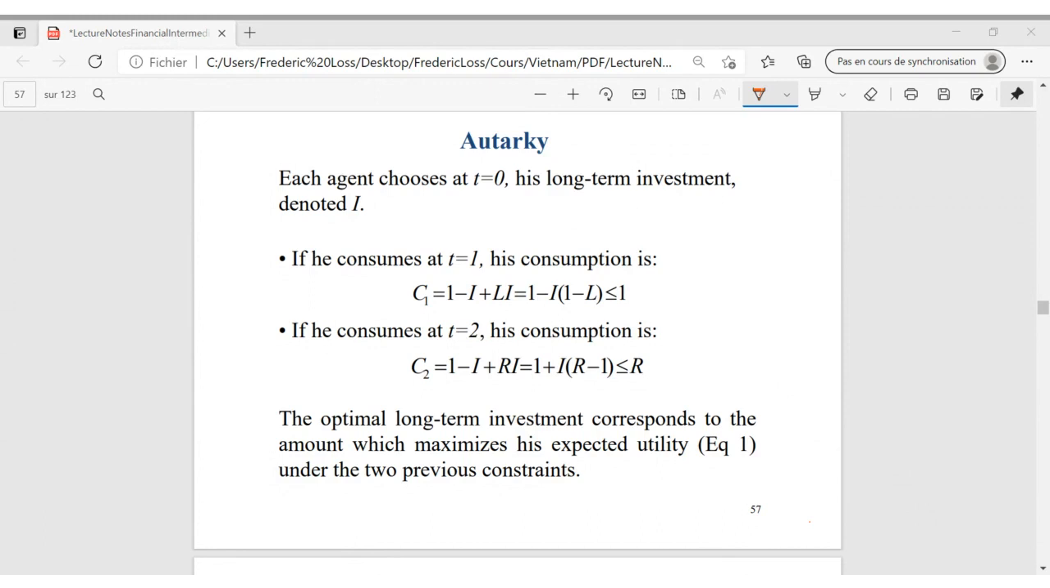Concavity is a basic property that the utility of a risk averse agent, person, must satisfy. So if you don't like risk, the utility function which represents your preferences has to be concave. It has to be concave. Okay. Convexity is associated with risk loving.